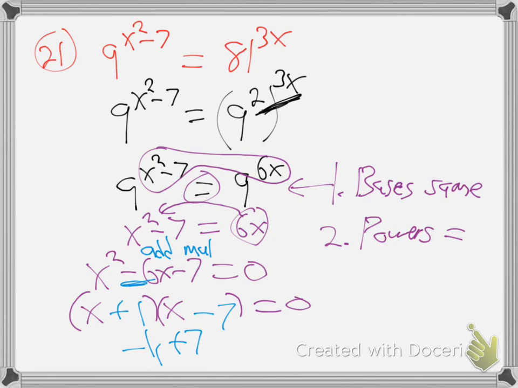Right? If you made x negative 1, that would make that part 0. If you made x positive 7, it would make that part 0. And that would therefore equal 0. So there we go. Negative 1, positive 7 are the two answers to that exponential. Good? Getting the hang of this? Make the bases the same, powers equal.